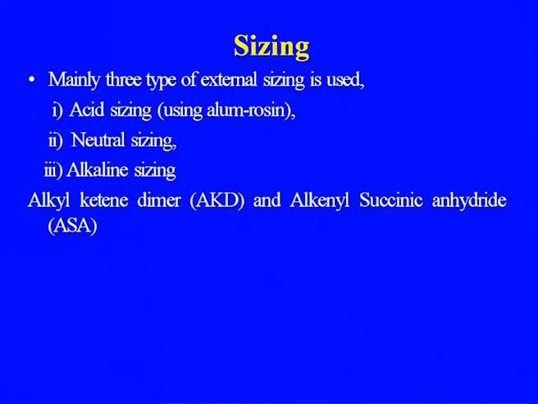So, in case of sizing, mainly three types of external sizing are used: acid sizing, neutral sizing or alkaline sizing. This is the AKD and ASA which I was telling about, that there has now been a shift from acid sizing to alkaline sizing, and a lot of work has been done even at the plant level. The data are available, and the advantage of alkaline sizing over conventional acid sizing has been well reported.